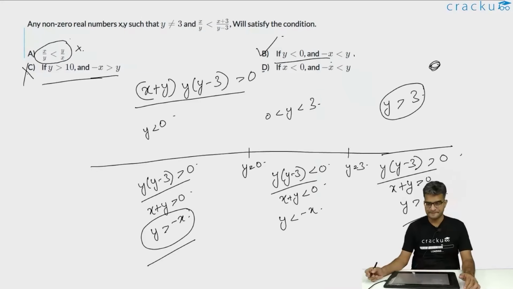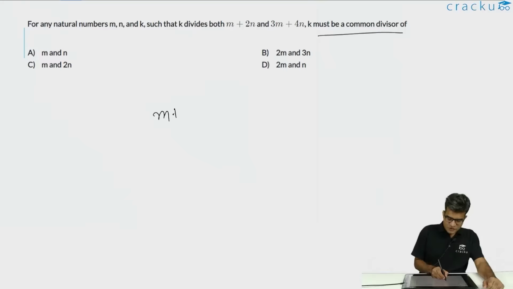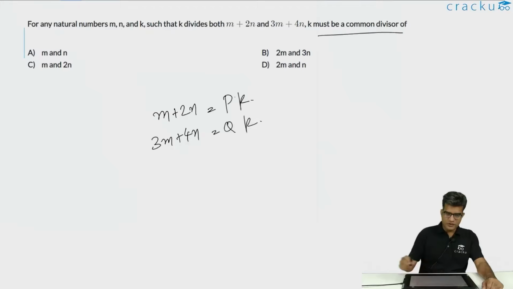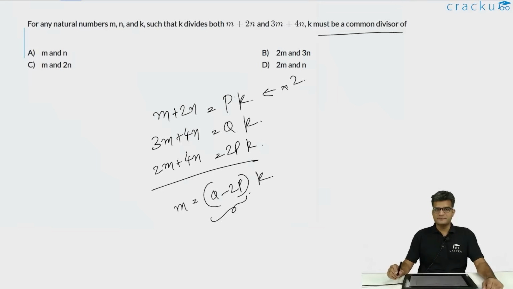In this question, we are told that for any natural numbers m, n, and k divides both m plus 2n and 3m plus 4n. Then k must be a common divisor of. Let us assume that m plus 2n is equal to some natural number p into k, and let 3m plus 4n be equal to another natural number q into k. Now if you multiply the first one with 2, we are going to get 2m plus 4n is equal to 2pk. Or the value of m is equal to (q minus 2p) into k. Q minus 2p will be some other natural number. This would imply that k has to be a divisor of m.